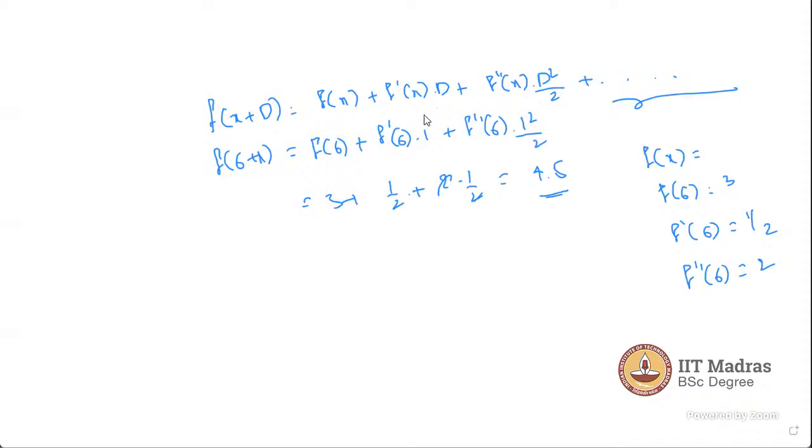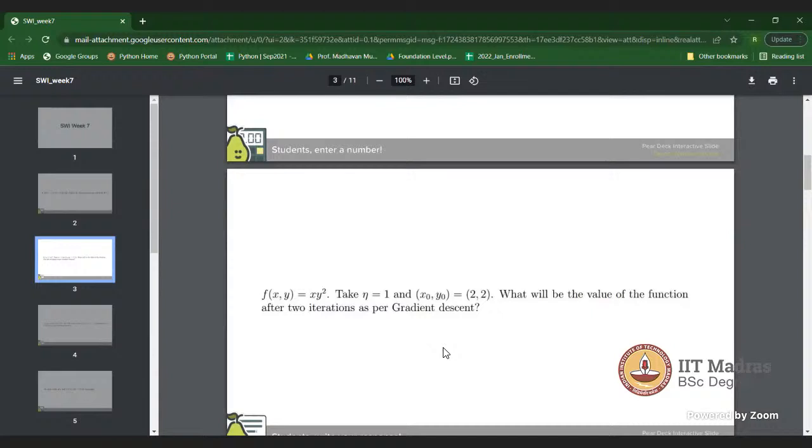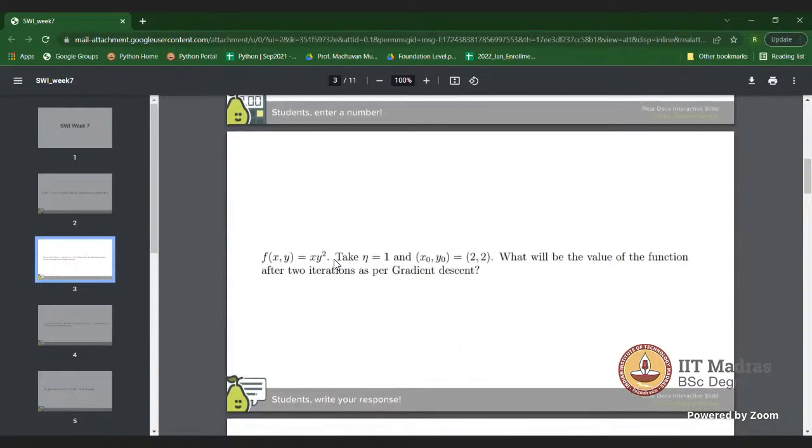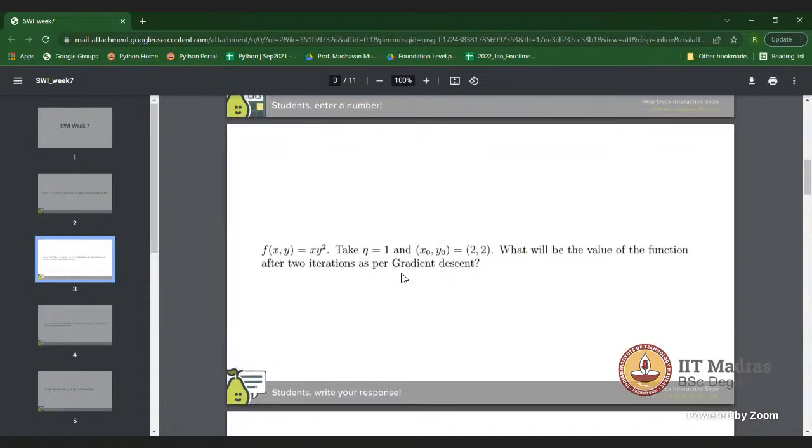So we'll move ahead. Now we'll be using this gradient descent problem. We have f of x comma y equals x y square and eta equals 1, with x naught comma y naught as the initial approximation mentioned. What will be the value of the function after 2 iterations as per gradient descent? Can you solve this? I'll give you 5 minutes to solve this problem. After that, we'll look at the solution.